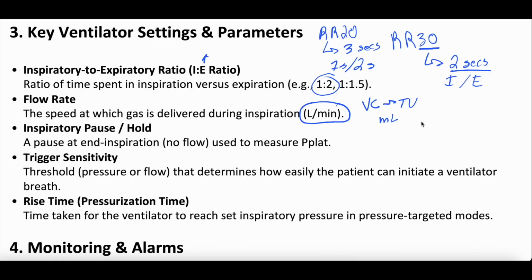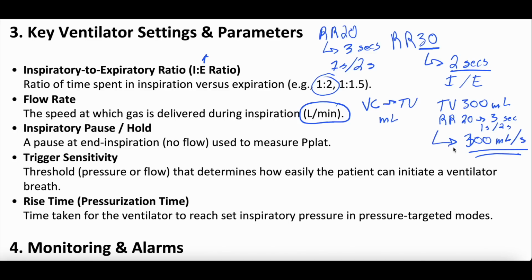Let's do easy math. If I set the tidal volume at 300 milliliters, and I set the respiratory rate at 20, which means there's about 3 seconds per breath, but this is just for inspiration, right? Let's say the I to E is 1 to 2, which means there'll be 1 second of inspiration for every 2 seconds of expiration. So that's going to be 300 milliliters per second as the flow rate. And if a patient wants more than that, it can lead to ventilator desynchrony.